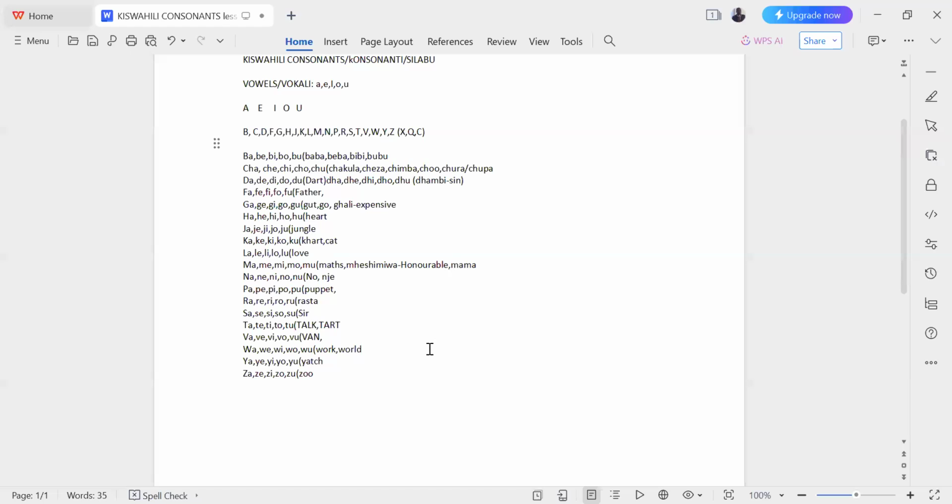But Kiswahili borrows the same structure of vowels and consonants, just the same way as in the English language. The vowels of Swahili are the same as English vowels, which are A, E, I, O, U. The consonants are also the same as English, just that some few consonants do not exist in Kiswahili, which are Q and X.